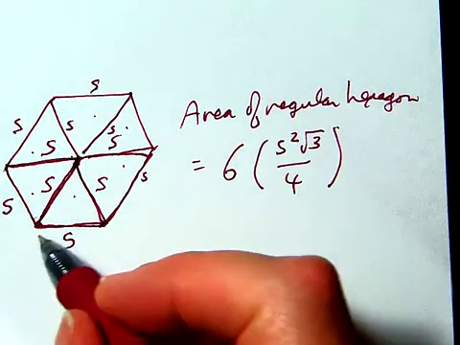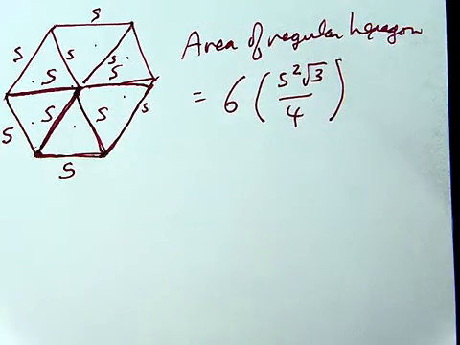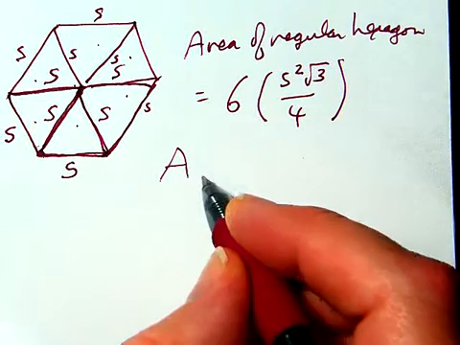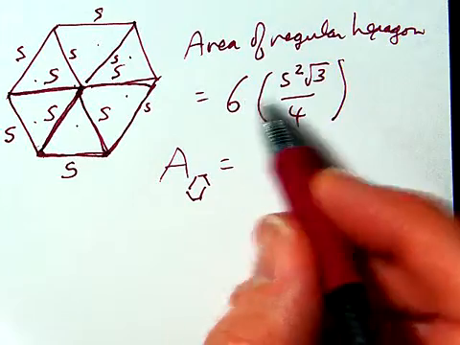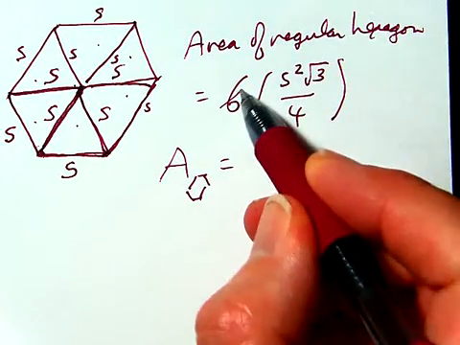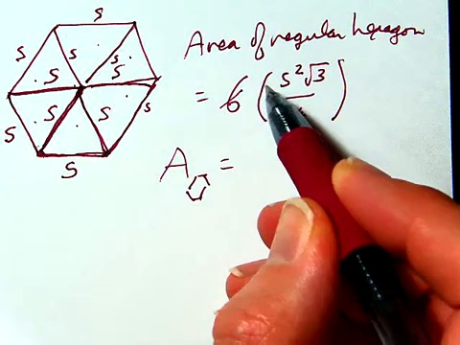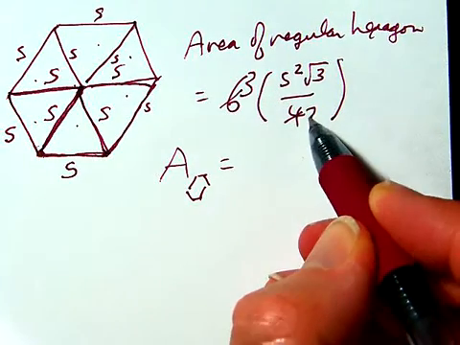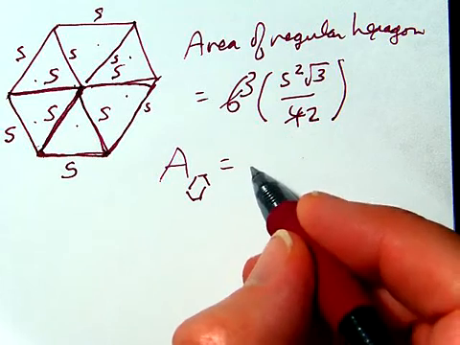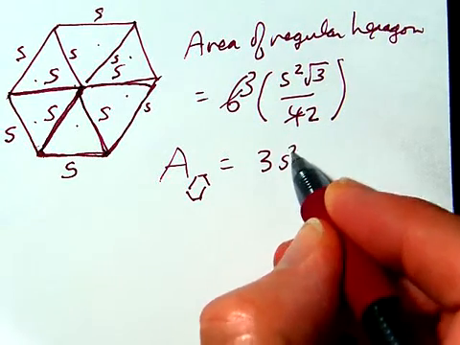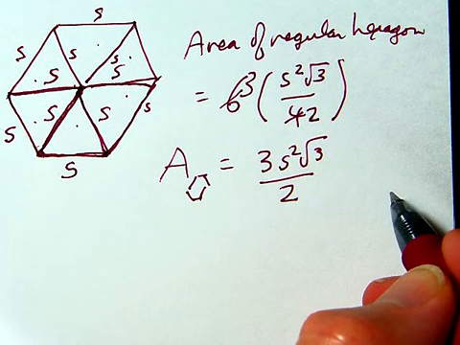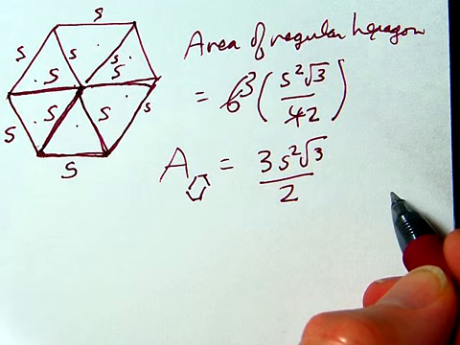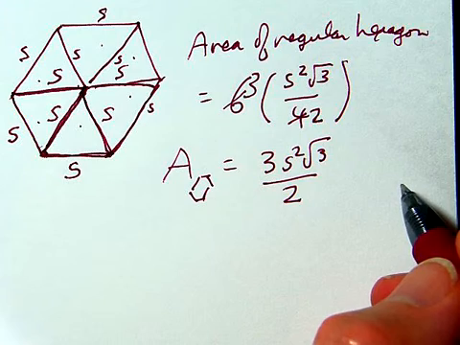So if s is the side of a regular hexagon, then the area of that hexagon, and I'll draw it with a little hexagon there, is, well, let's do the multiplication. 6 and 4 cancel out to be 3 and 2. So it turns out to be 3 times s squared times the square root of 3 over 2. That turns out to be the area of a regular hexagon, and it follows directly from the area of an equilateral triangle.